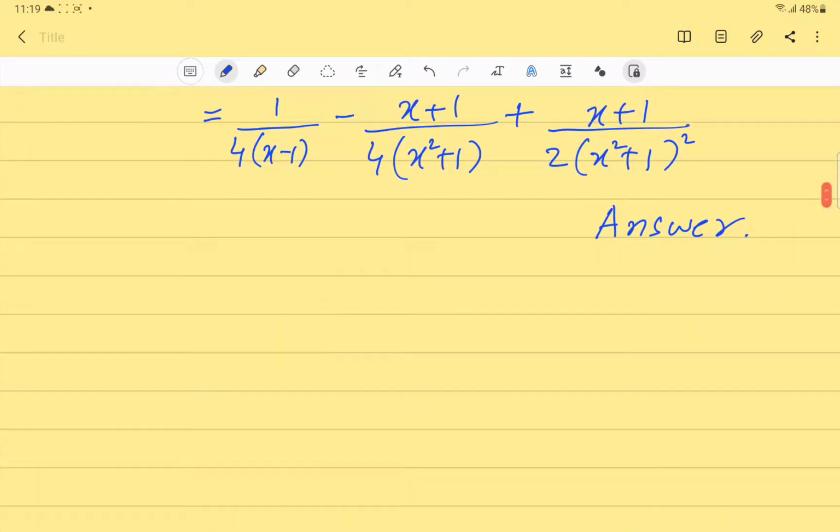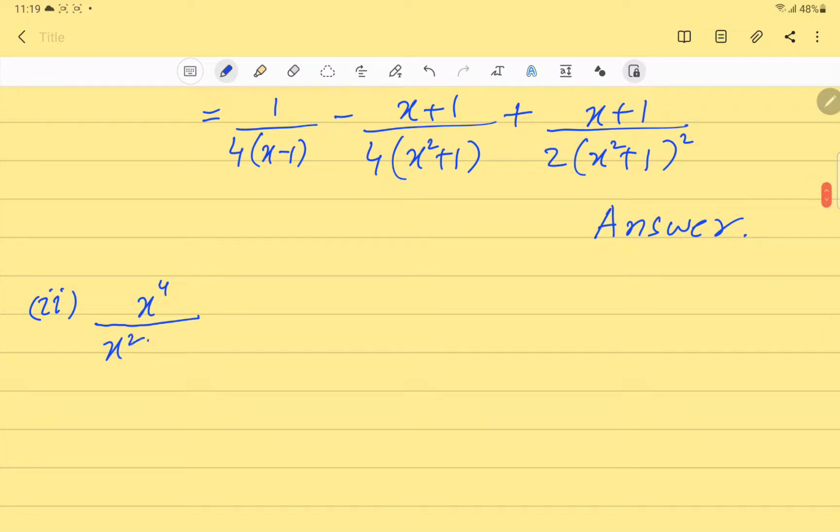Now we move on to our second question, which is x^4 over x squared plus 2 whole squared.